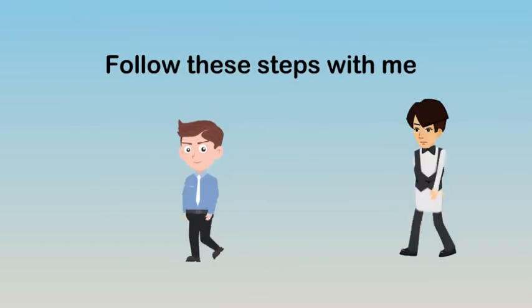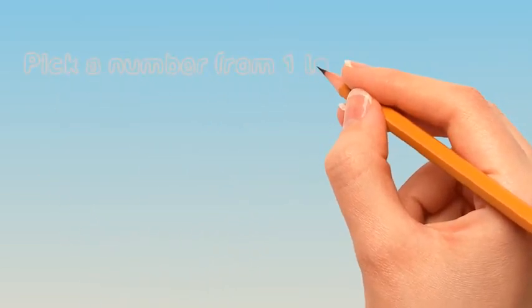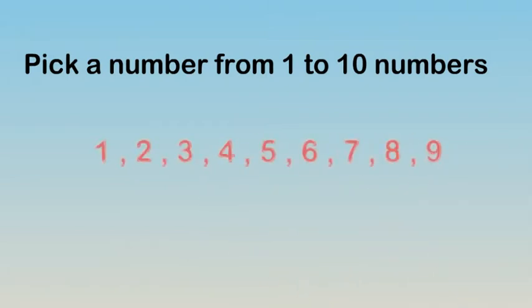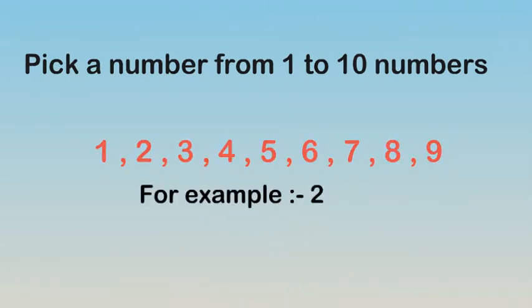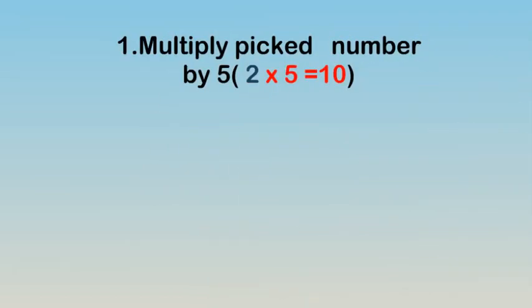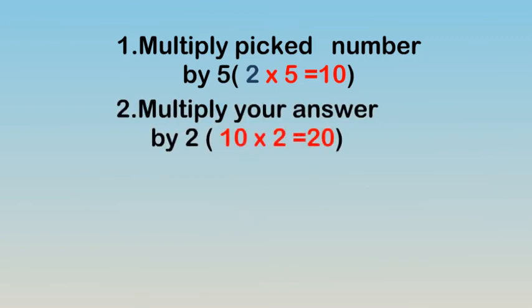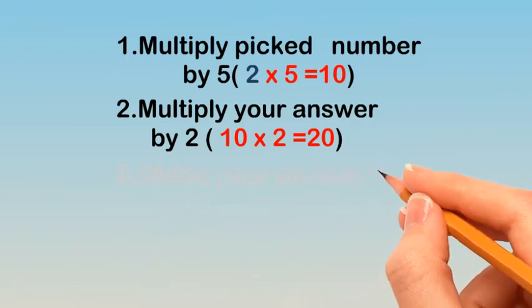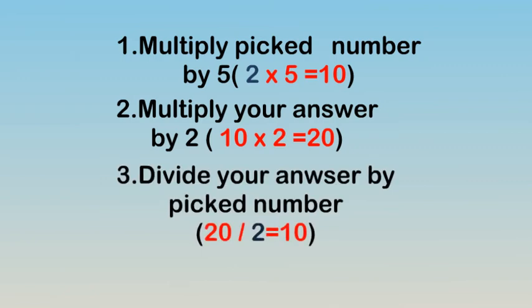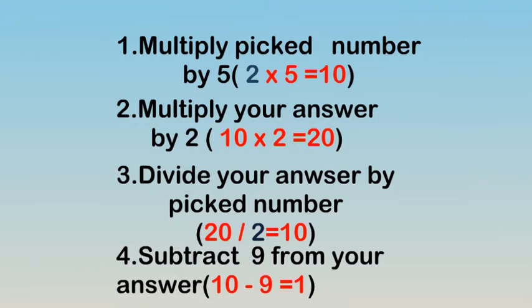Follow these steps along with me. Pick a whole number from 1 to 10. First step, multiply the picked number by 5. Second step, multiply your answer by 2. Third step, divide your answer by the picked number. Finally, subtract 9 from your answer. Then I will tell you the answer. It should be number 1.